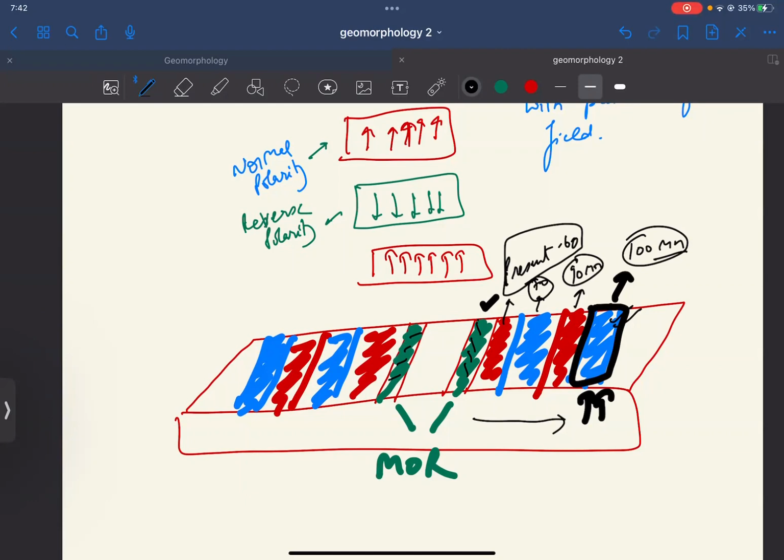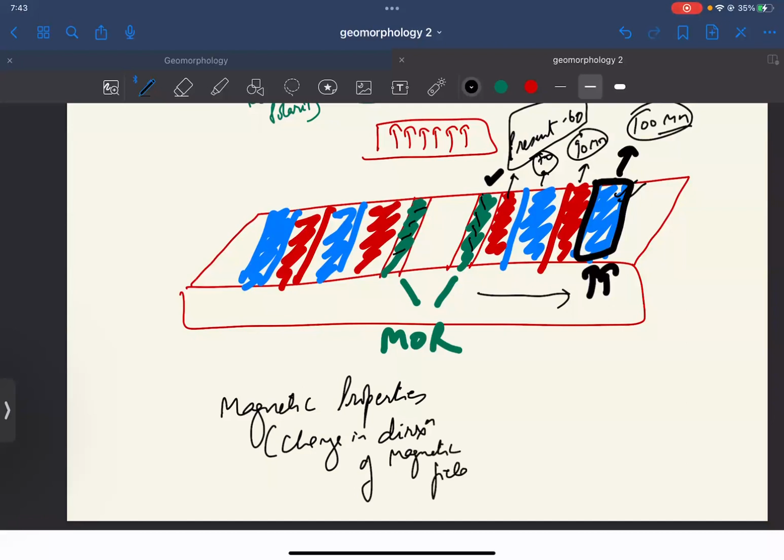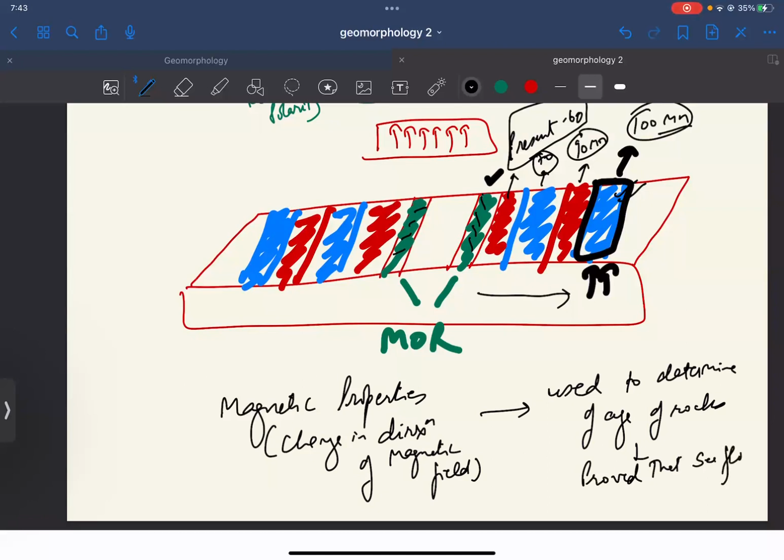So we found it with the help of the magnetic property. Because we know when the magnetic field direction changed in the past, we use that knowledge to ascertain the age of the rocks. So magnetic properties, or change in direction of the magnetic field, were used to determine the age of rocks. And this proved that seafloor is spreading.